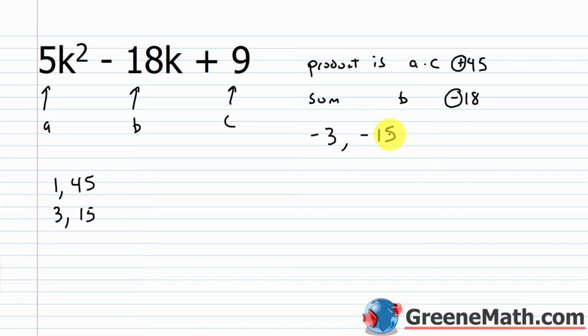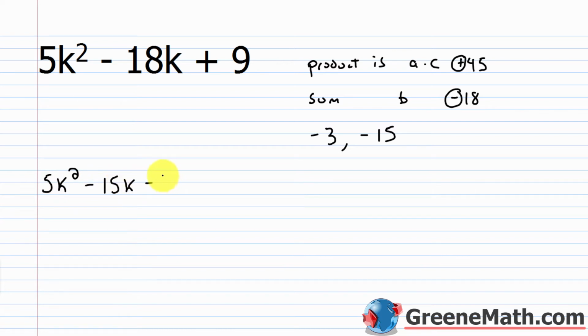Now, in the last section, we were done at this point. We got our two integers, we threw them in, and we were done. It's a little bit more work here. You've got to rewrite your middle term into a polynomial that's 4 terms. So I'm going to take this and write it as 5k squared minus 15k minus 3k plus 9.